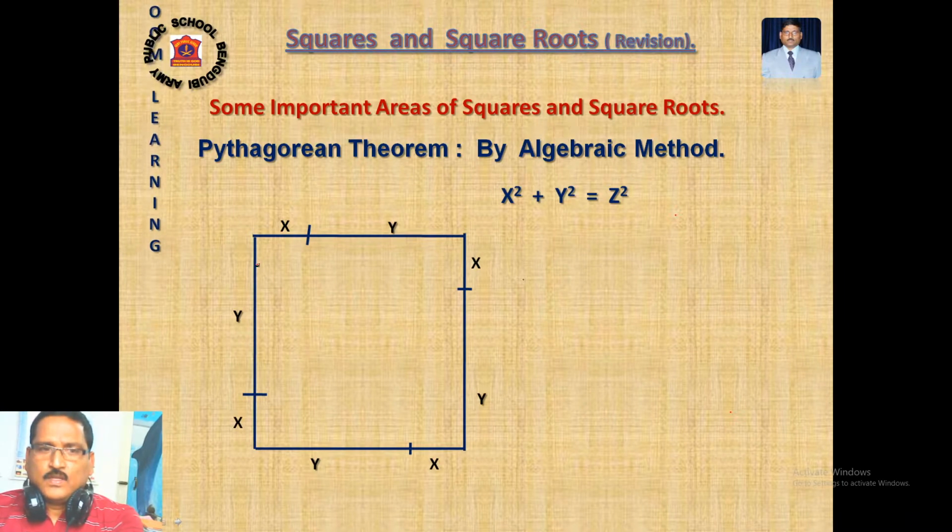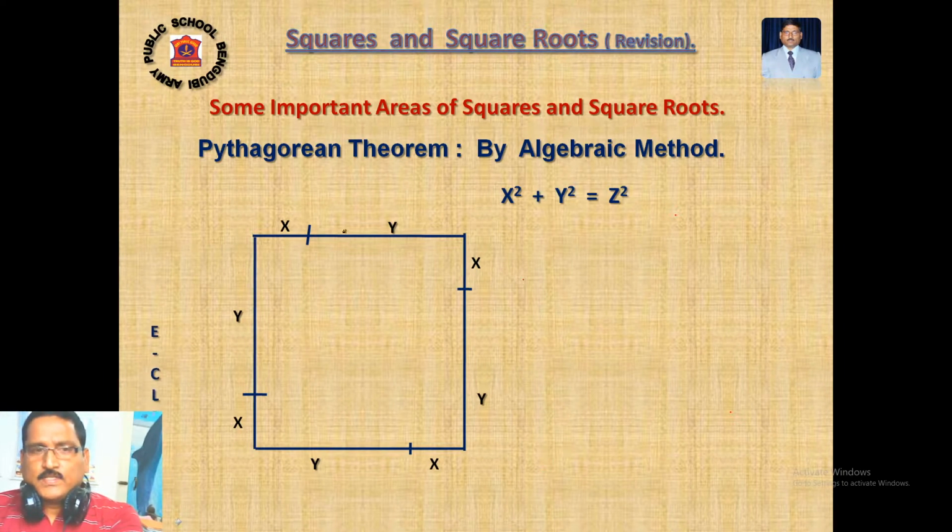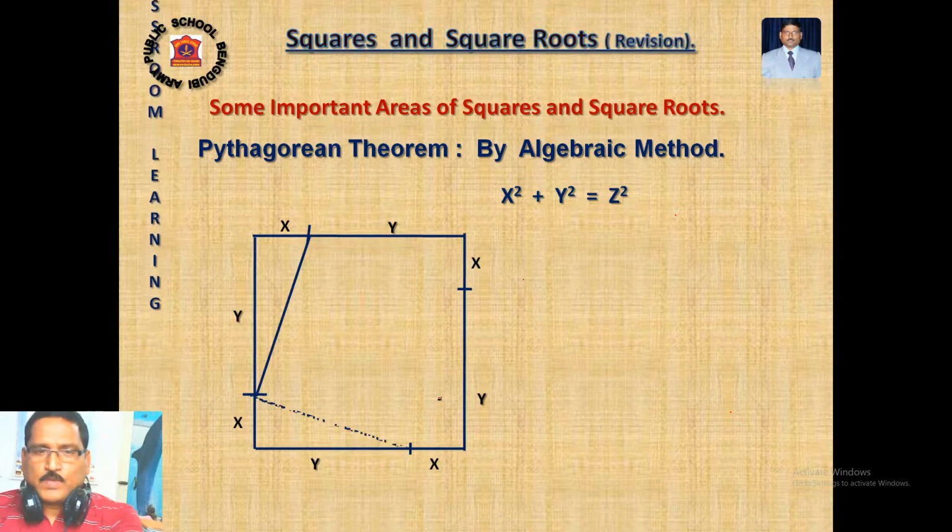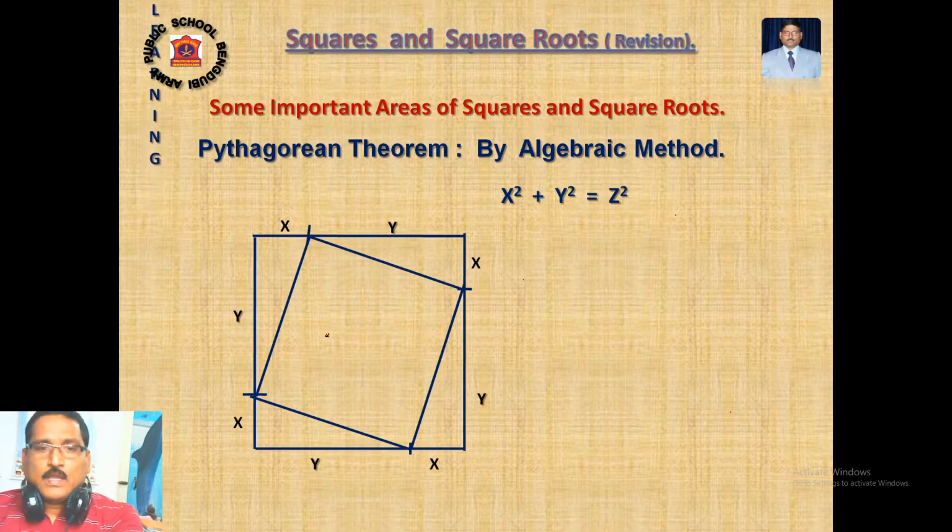The area of the whole square will be side square, x plus y whole square. Here also x plus y, x plus y, x plus y. Now, if I join the points one by one, what am I getting? I'm getting another square. Each side of the square is z.